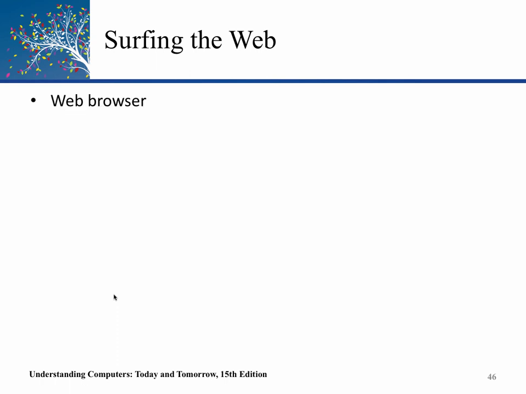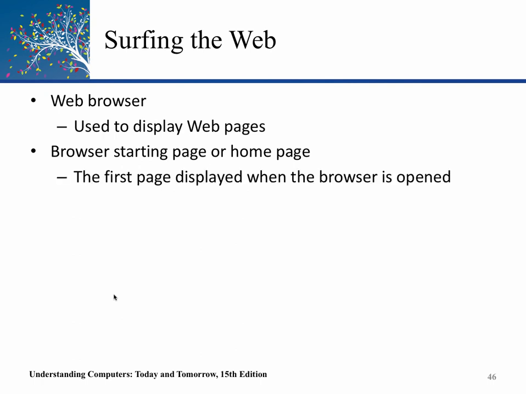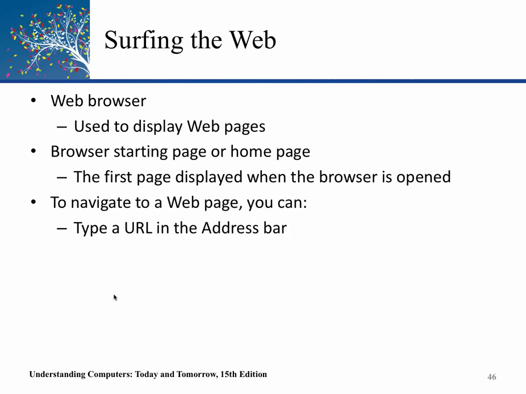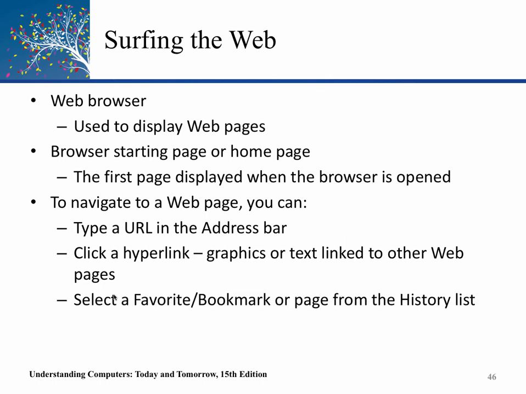Let's talk about surfing the web. Typically, you use a web browser to display web pages. Examples of these would be Internet Explorer, Firefox, etc. Your browser starting page is your home page. It's the first page that is displayed when your browser is open. To navigate to a web page, you can type in a URL in the address bar. You can click a hyperlink, which is graphics or text linked to other web pages. Or you can select a link from a favorites or a bookmark, or even a page from your history list.